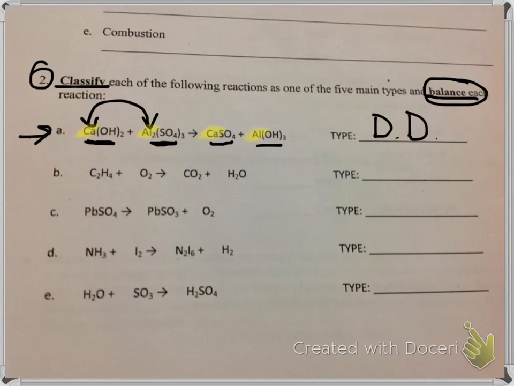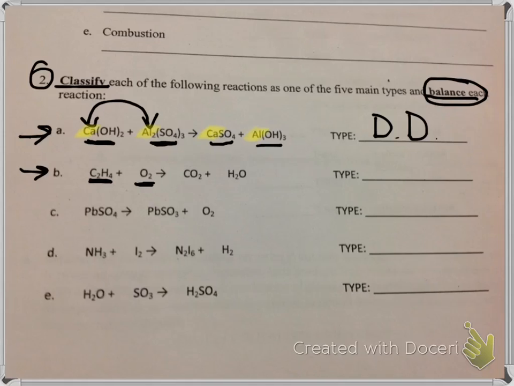Alright, next one, let's go through again. So B. Synthesis, starting with 2 and ending with 1. Well, we start with 2, but we don't end with 1. Okay, decomposition, starting with 1, ending with 2. We already know we start with 2, not decomposition. Okay, single displacement, start with an element in a compound. Well, we've got that. C2H4 is a compound. O2 is oxygen, is an element.